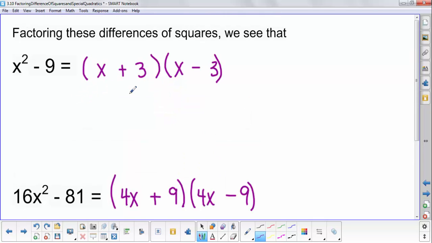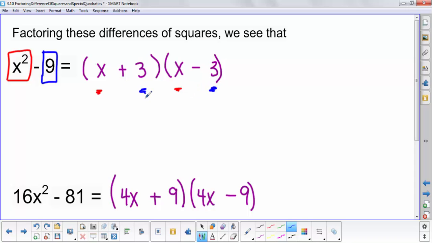So on the last page, we said that x plus 3 times x minus 3 was equal to x squared minus 9. Now, if you look at the first term of x squared, and if you took the square root of that, notice that we will get x, which happens to be on the left side of each one of these brackets. If you took the 9 and you took the square root of that, which happens to be 3, that happens to be on the right side of each one of these brackets.